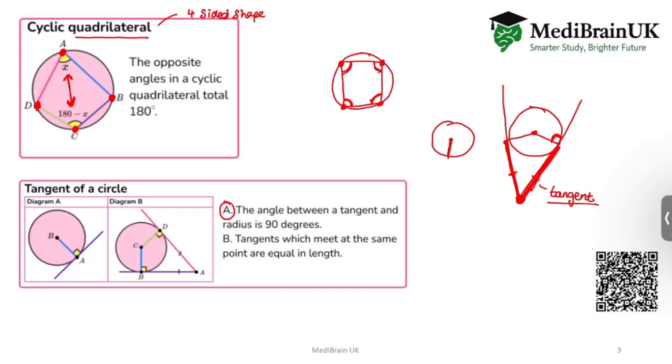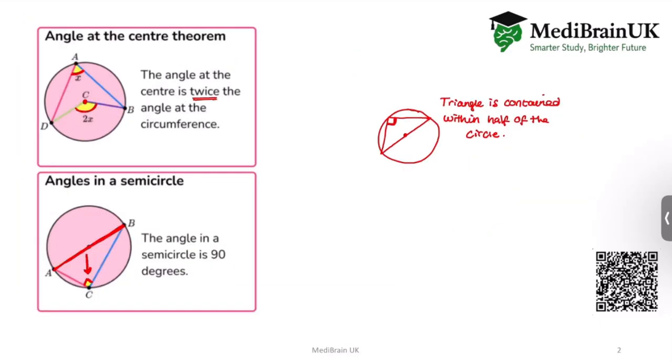Okay, and then when you've got two tangents on a circle and both of the tangents are coming from the same point, like here, that means the length of those two tangents will be exactly the same. And if they're meeting a radius, the angle which is created will also be 90 degrees. So we've looked at these two.